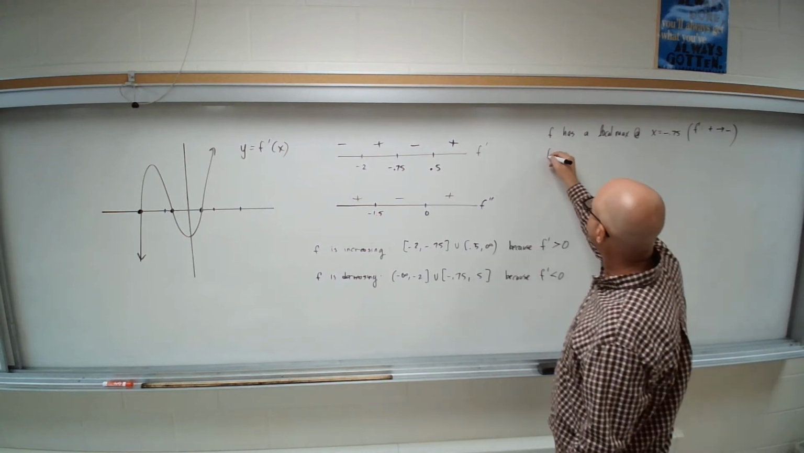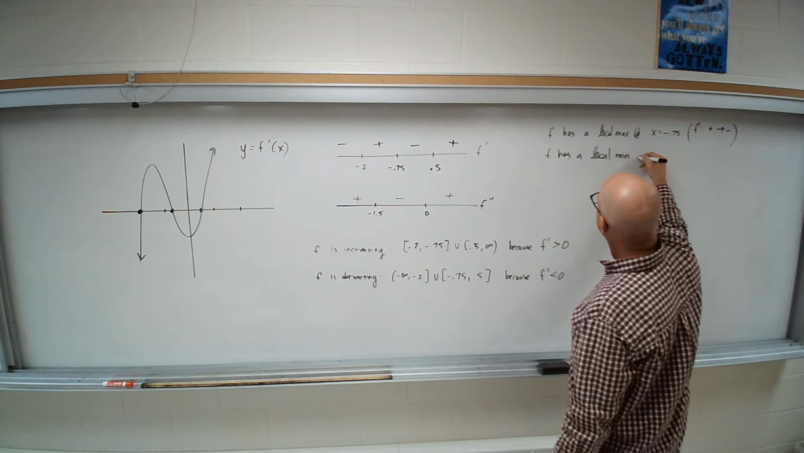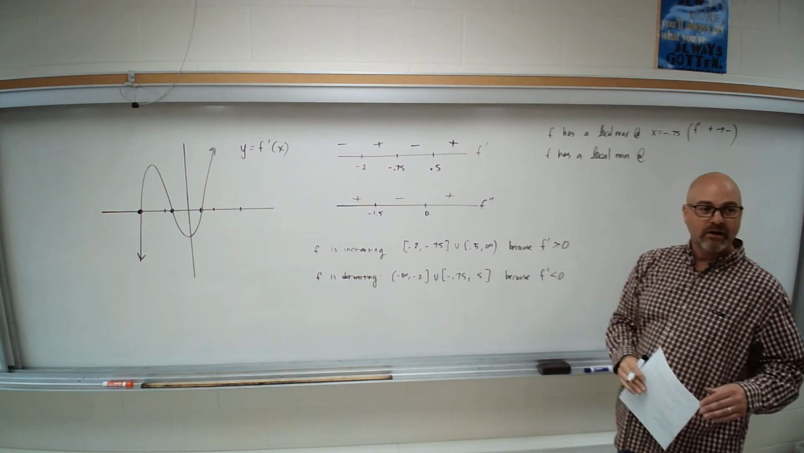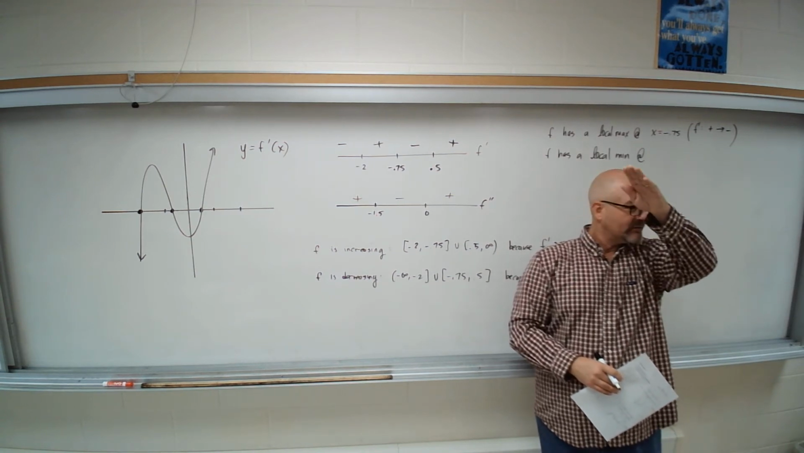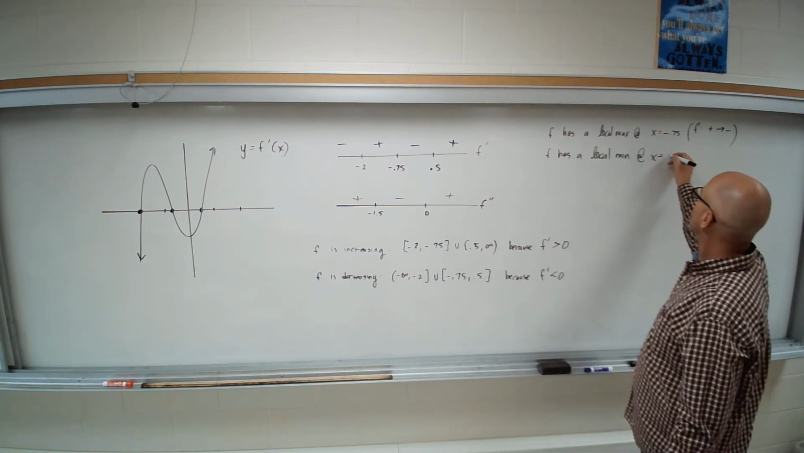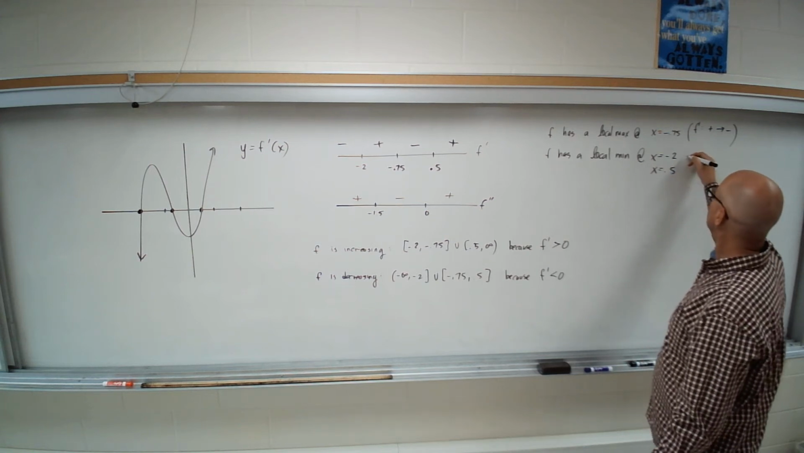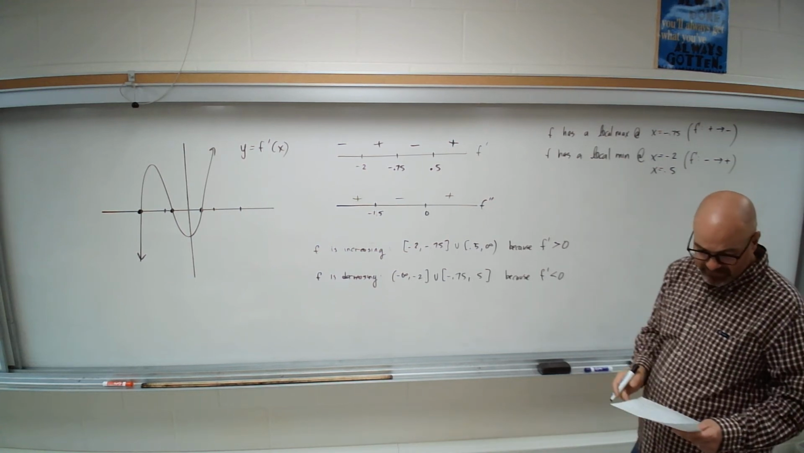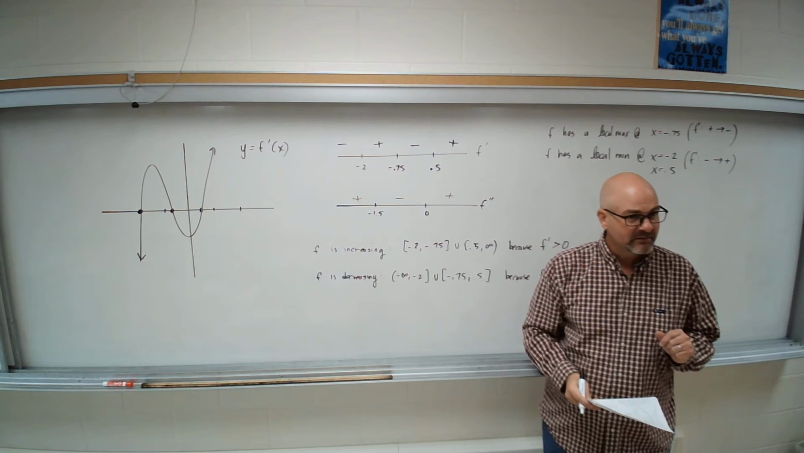And then f has a local min at, there's actually two of them, and that's going to be where f prime goes from negative to positive, right? So that would be at x equals -2 and at x equals 0.5, and that's because f prime goes from negative to positive. Does that work for everybody there?